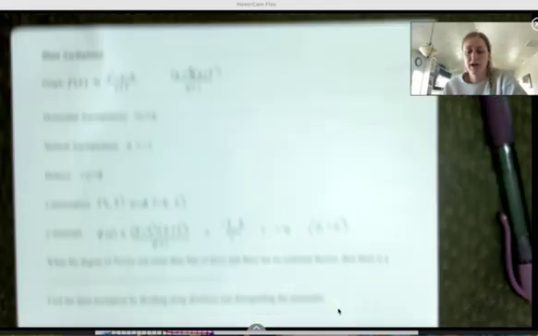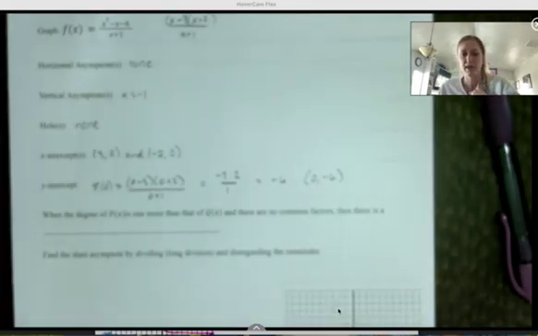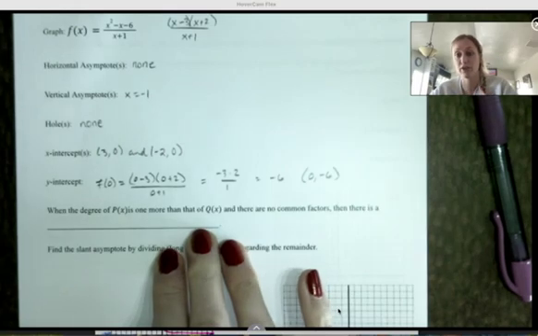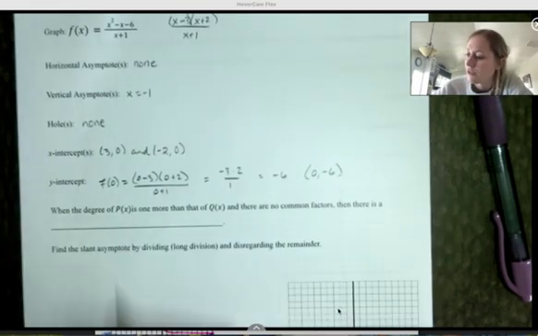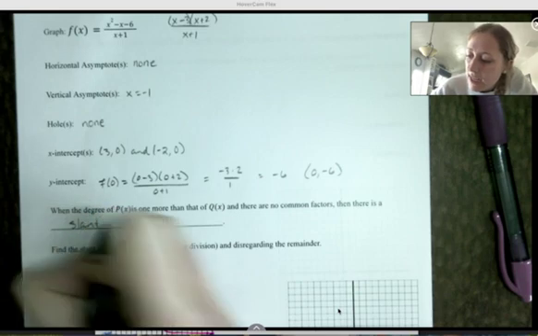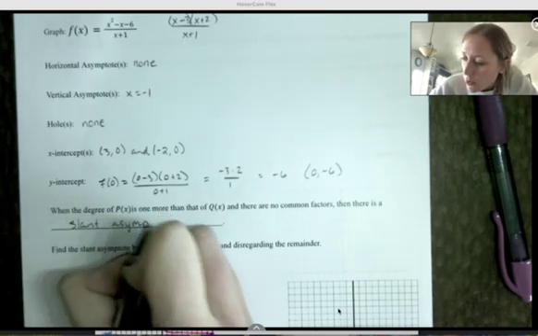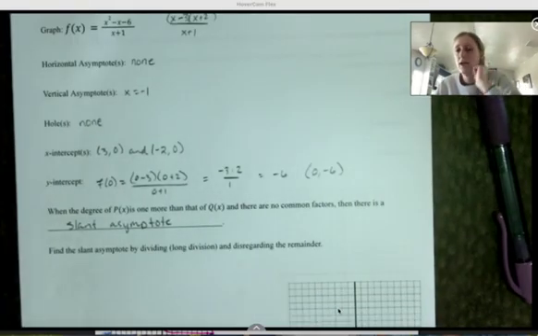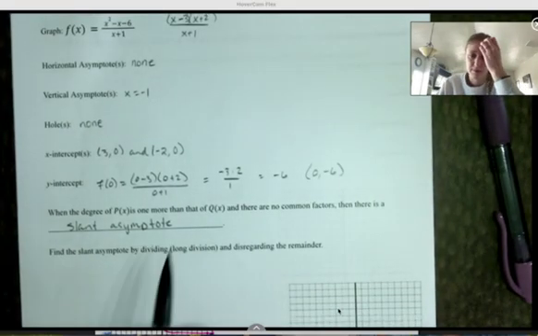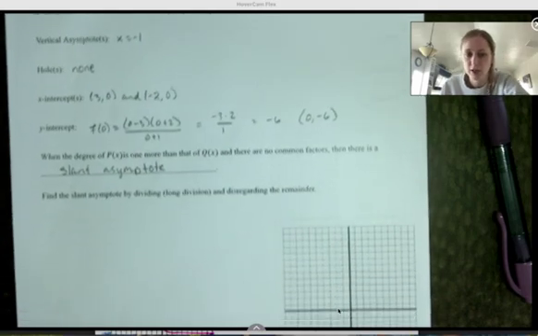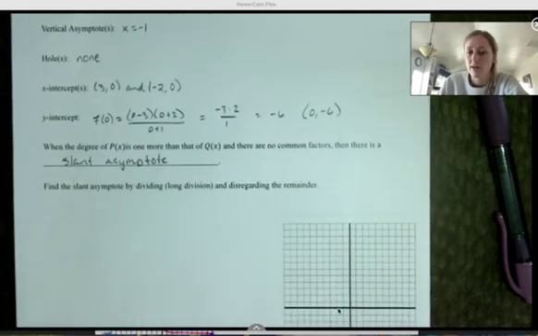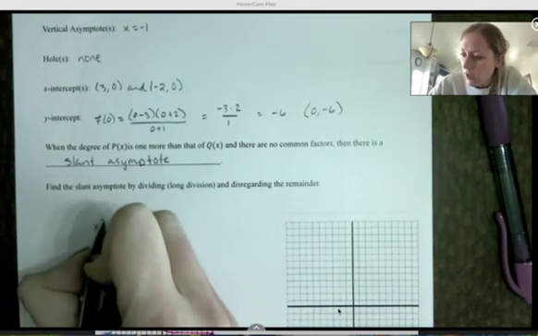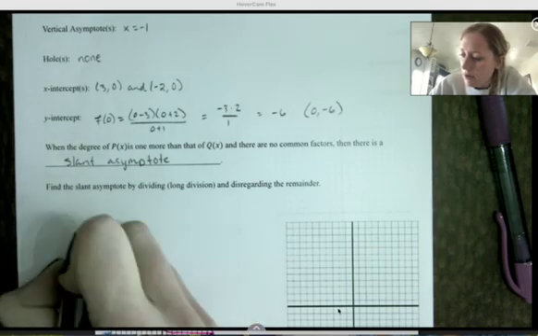All right, okay. So when the degree of P of x is 1 more than that of Q of x, and there are no common factors, then there is what we call a slant asymptote. So it won't have a horizontal asymptote because the degree on top is bigger, but if it's 1 more, we have what's called a slant asymptote. So how do we find this slant asymptote? We are going to use long division, and we're going to actually do that operation here.